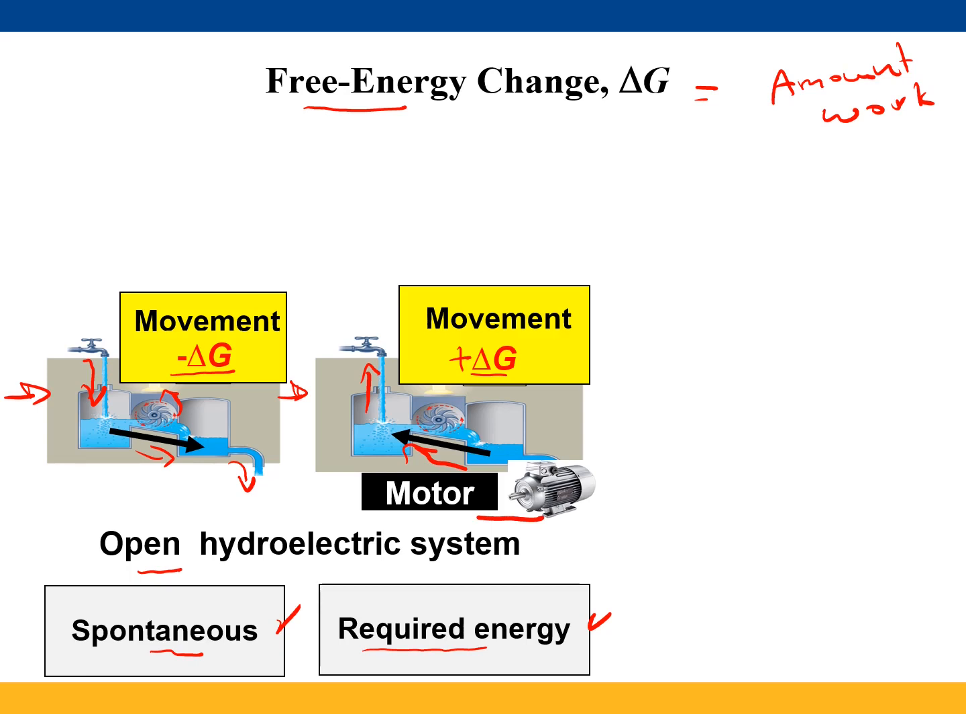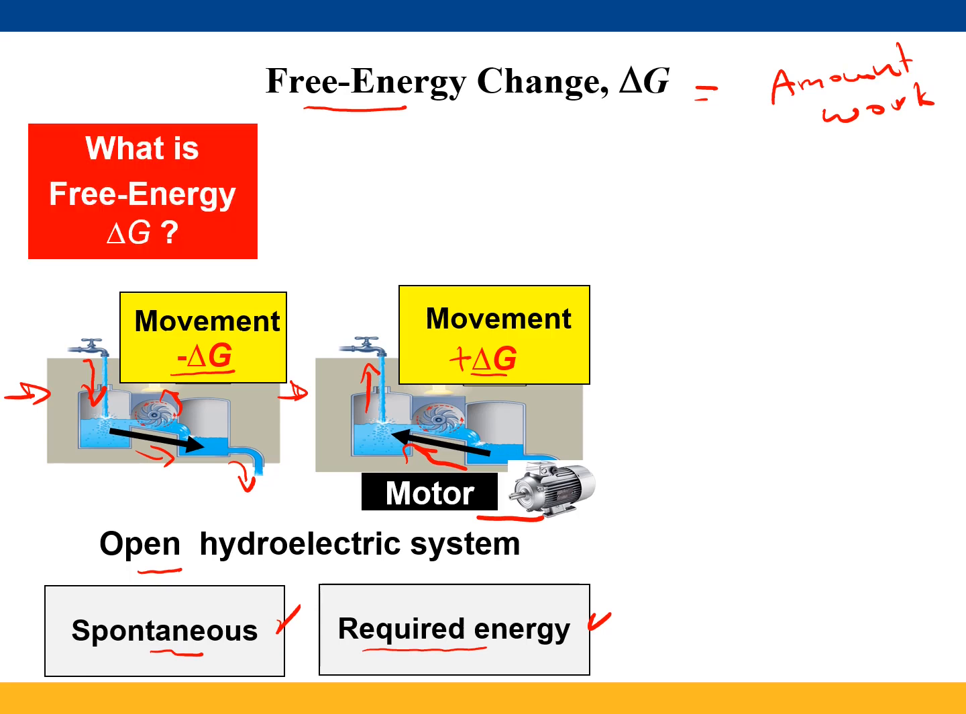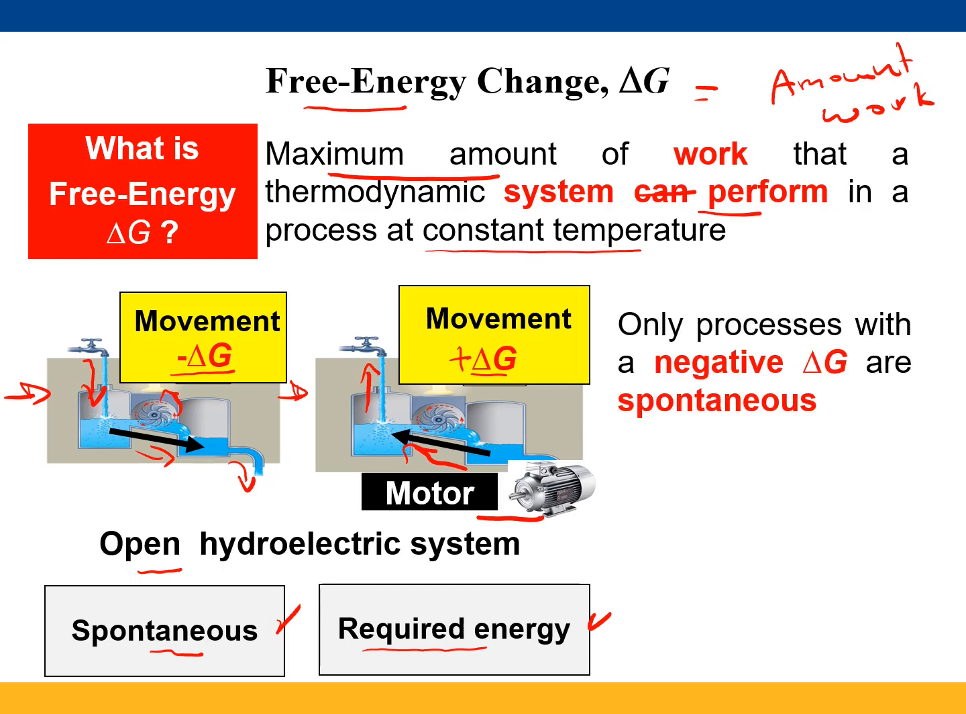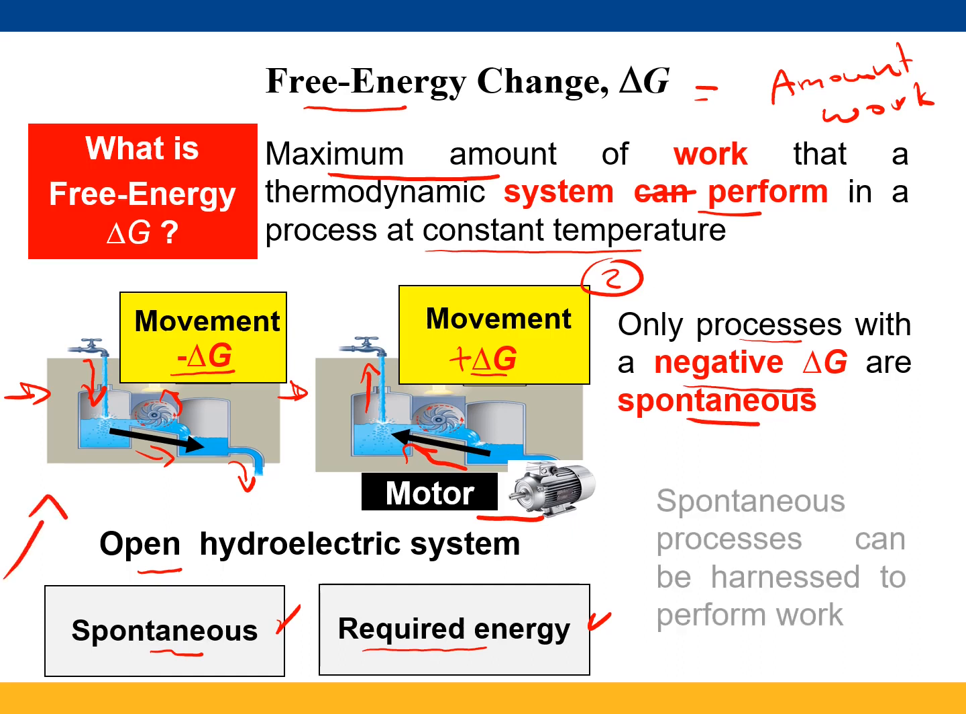So let's summarize what we just talked about. What is free energy and the delta G? Free energy is the maximum amount of work that a thermodynamic system can perform in a process at a constant temperature. The second thing that I told you that is important is that only processes with a negative delta G are spontaneous, such as the one that I showed you. And the third thing is that spontaneous processes can be harnessed to perform work.